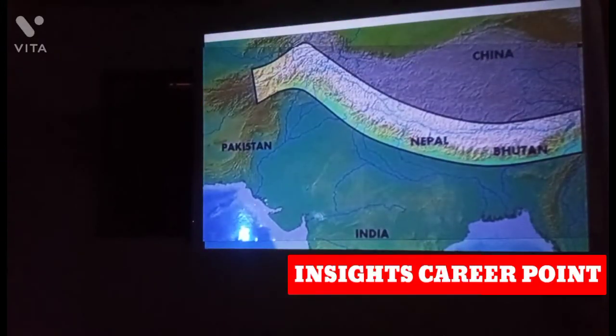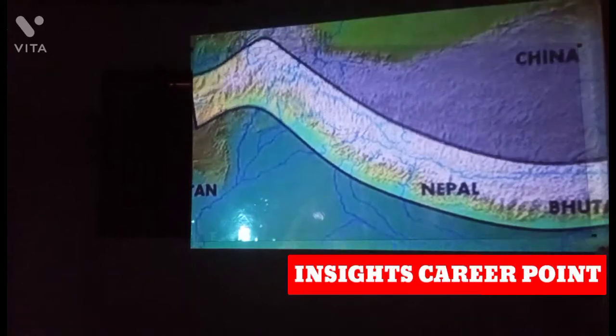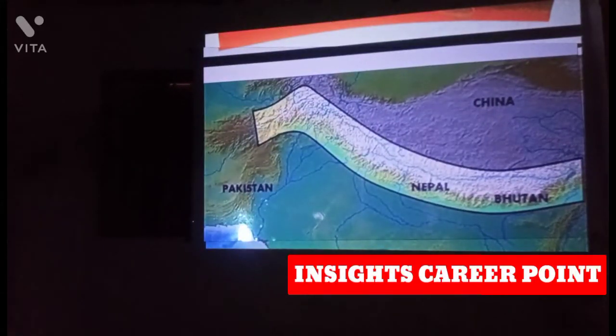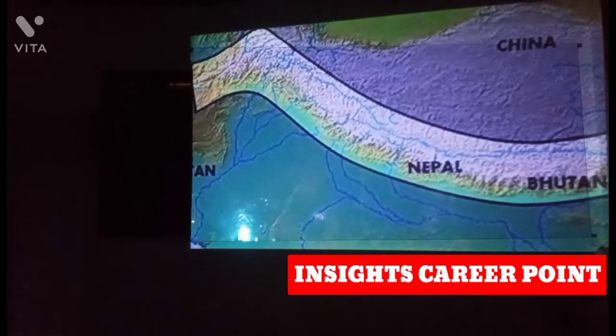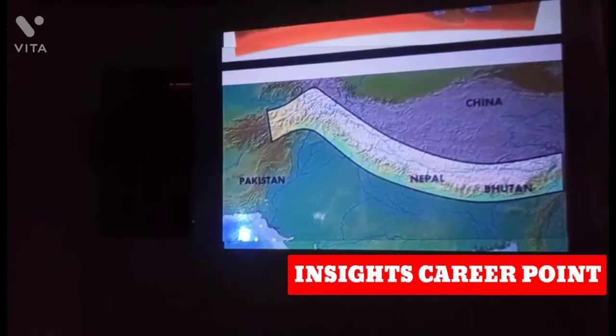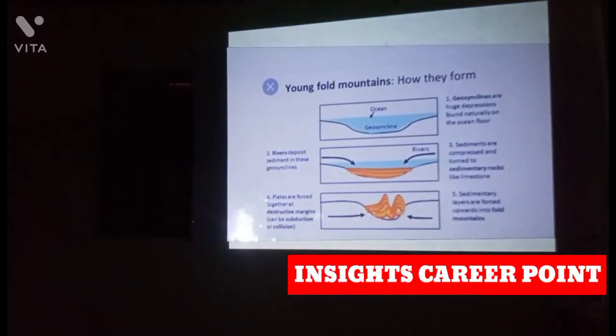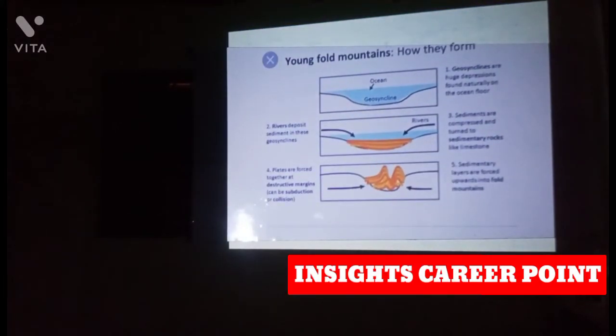Now, where are the Himalayas? Himalayas will be in this area that I have shown you. It will be bordering Nepal, Bhutan and India and some portion of Pakistan. We can see these mountains will be here. Okay, so that is the story of the Himalayas. And when you are asked about the age of the Himalayas, you will say the Himalayas are young fold mountains.